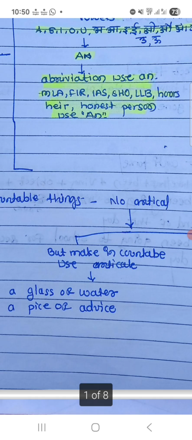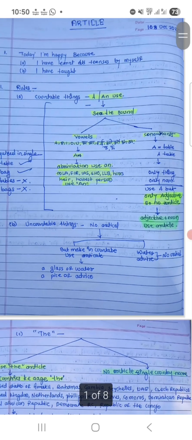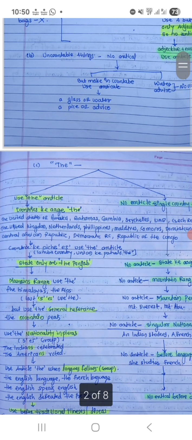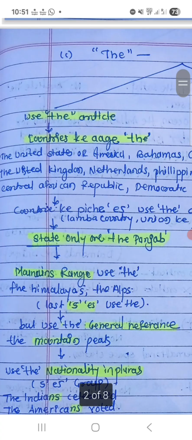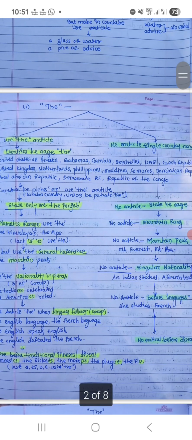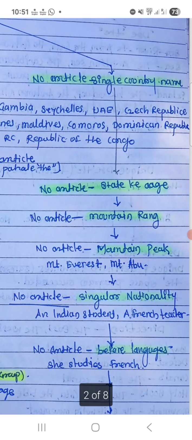Okay, let's move toward the, because a and an have only those rules. The has a lot of rules, but don't worry, it's a simple thing. The is used only for the definite. The article the is used only for definite things. Particularly when the thing is definite, at that time we use the. So let's start with the columns: use the article in one column, and no article in the other.